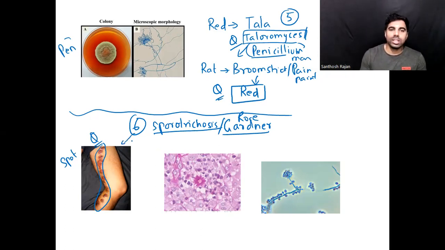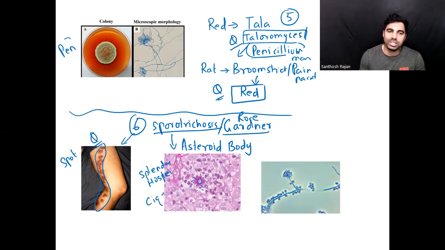Another one is, you see here, look at this beautiful body. It looks like what? Like a star, you know, so we call it the asteroid body. This is the asteroid body. And at the periphery of the asteroid body, you have this thing called Splendore-Hoeppli phenomenon. Hopefully, this is also called cigar bundle appearance. Cigar bundle. So, how to remember cigar bundle?